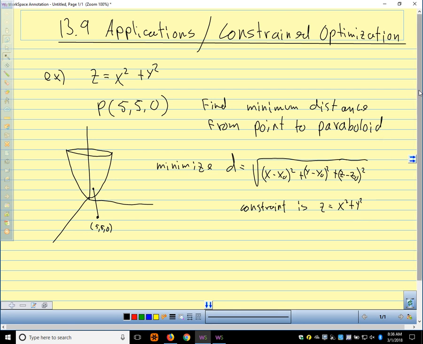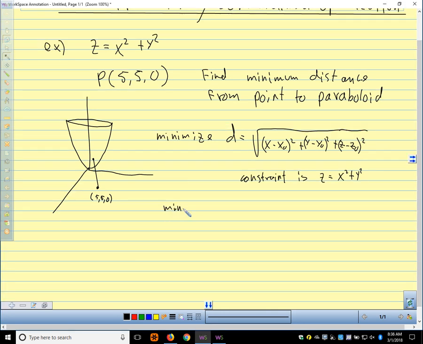So what we want to do is minimize our distance. I'm just going to substitute for my point and for my constraint: the square root of (x minus 5) squared plus (y minus 5) squared plus (z minus 0) squared, and z is x squared plus y squared, squared. And now we have a two-variable function that we can minimize.